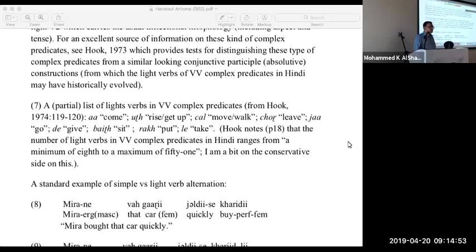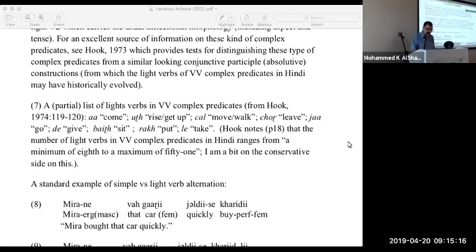But the number is not a very small number, and they are very productive. These things sort of combine with a lot of heavy verbs, so to speak, and you get a fairly productive system of complex predicates out of these.